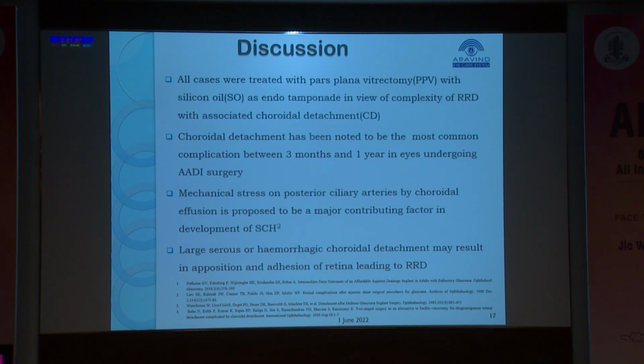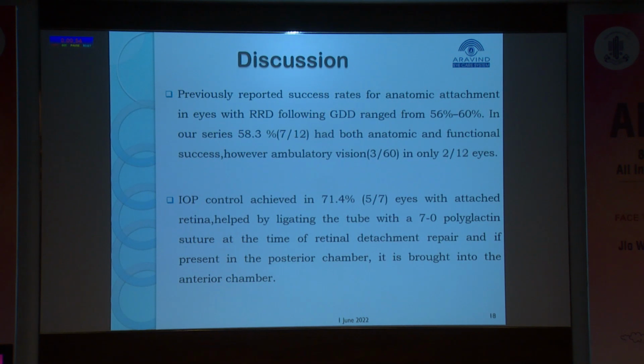This is seen between 3 months and 1 year. It leads to mechanical stress on the posterior ciliary arteries, leading to choroidal effusion, and large serous or hemorrhagic choroidal detachments can lead to apposition of the retina, and this could predispose to RRD. We had a 58.3% success rate of both anatomic and functional success. This is comparable to previously reported series.